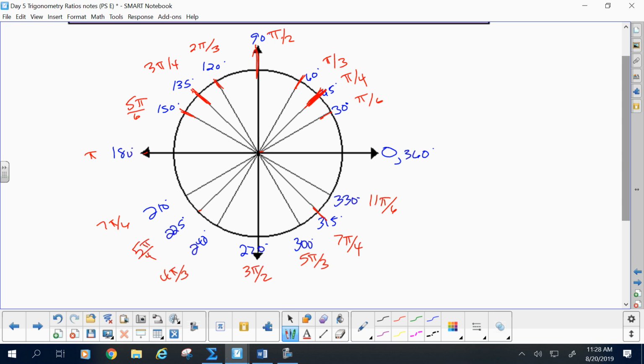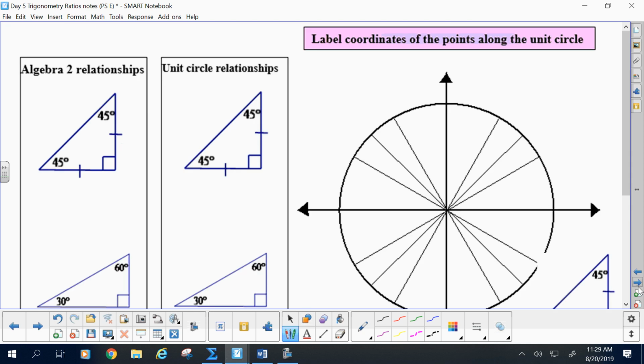Okay, so let's see here. Looking up from your paper, 5 pi over 6, how many degrees? 150. Pi over 4, how many degrees? 45. 3 pi over 4? 135. 7 pi over 4? 315. All right, we'll get there. We'll practice.